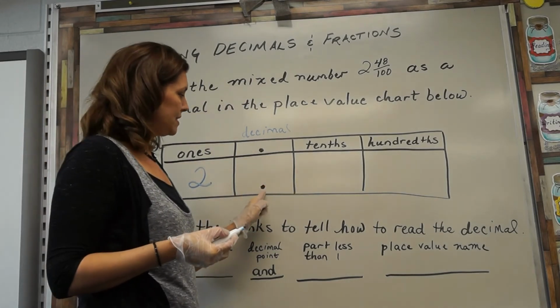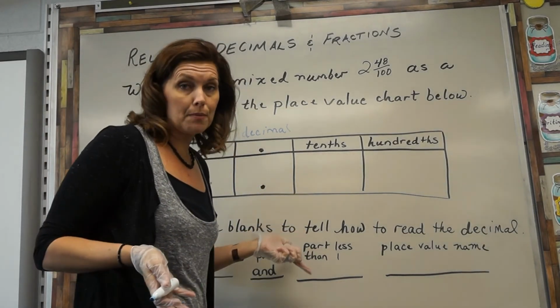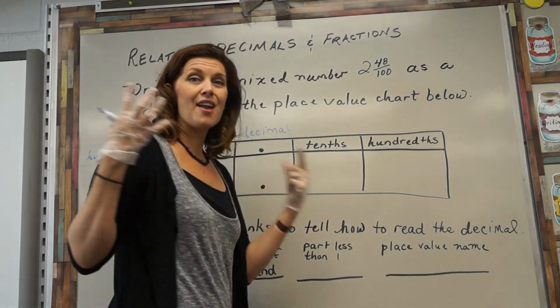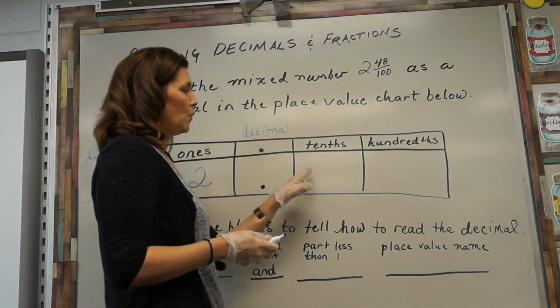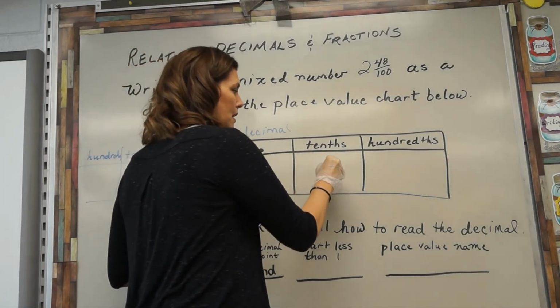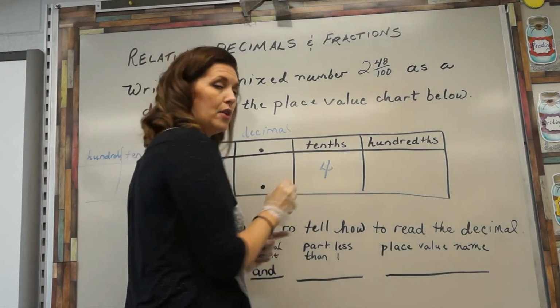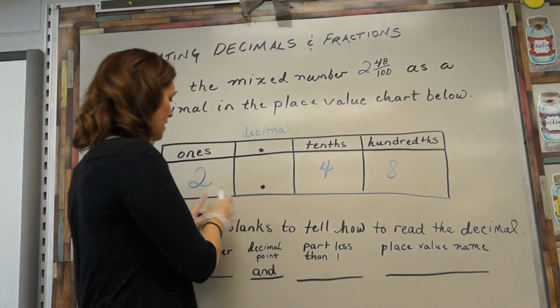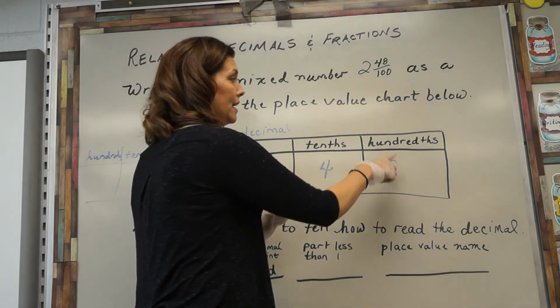Now, after this, the decimal represents a fraction, basically. These are not whole ones, these are parts of the whole. So we know that we had 4 tenths. Okay, and then Fiona, how many hundredths? That's right, we had 8 in our last picture. So we had 2 and 48 hundredths.